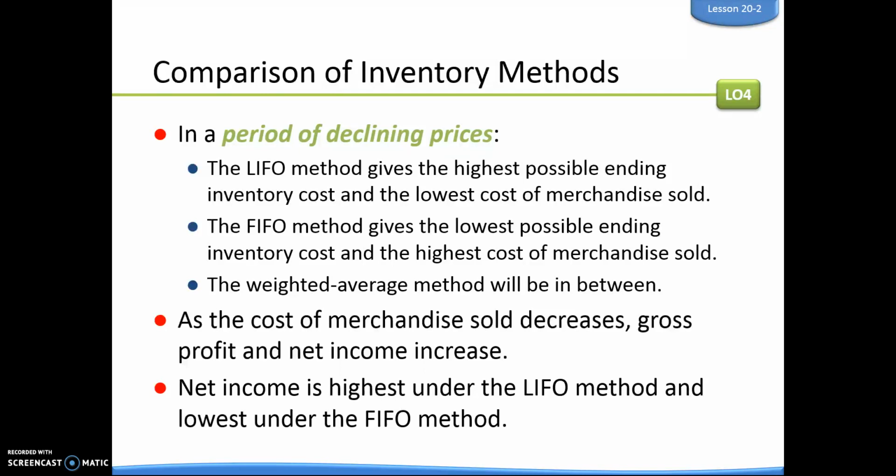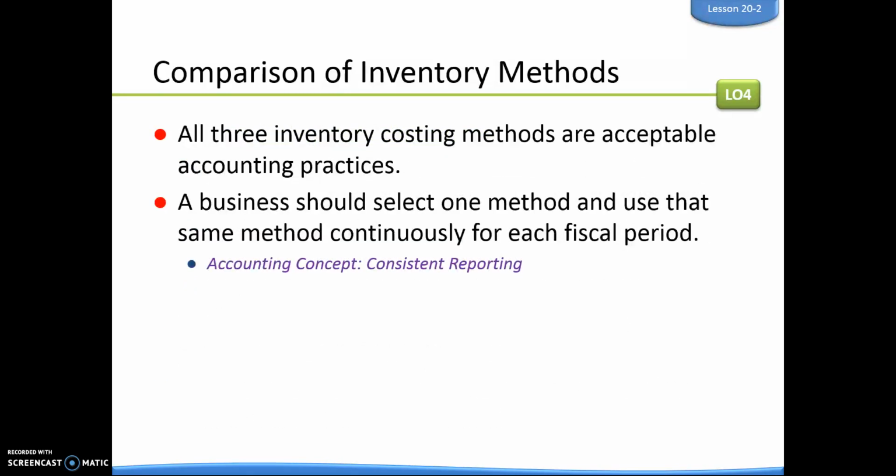FIFO is where they're going to be worst. So they're essentially just opposites, and you'll just want to remember that. And maybe it would help if we went back and looked at a net income statement so you remember how cost of merchandise sold essentially affects your net income because of gross profit. So if you need to go back and look at that, that would be a good thing to do.